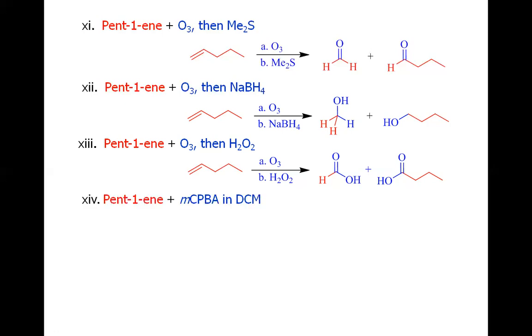For the 14th reaction, we have the entry of metachloroperbenzoic acid, MCPBA, in the presence of dichloromethane. Dichloromethane is simply a non-reacting solvent. So we have the epoxide formed across the double bond.